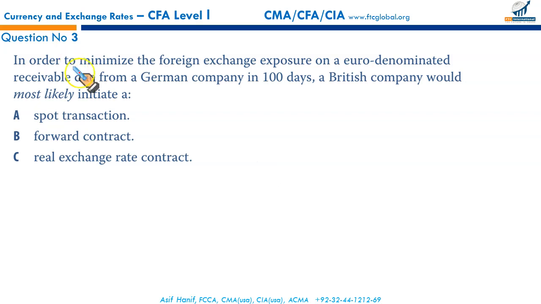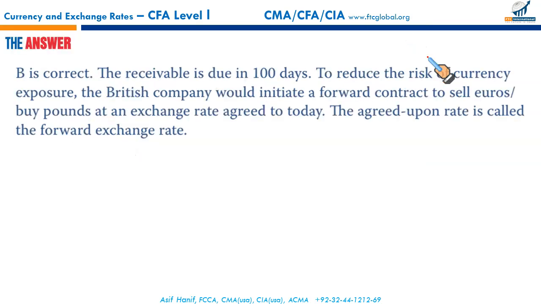Next, in order to minimize the foreign exchange exposure on a euro denominated receivable, you have a euro denominated receivable due from a German company in 100 days, a British company would most likely initiate a forward contract so to protect against any adverse change in the exchange rate in euro. So basically it will sell euros for buying pounds in the future. So that makes B to be the correct option.